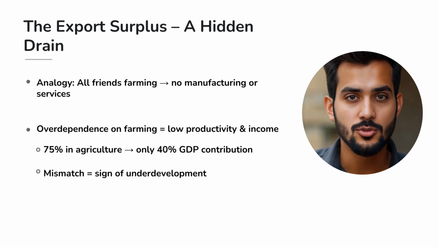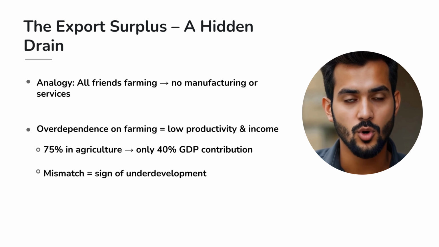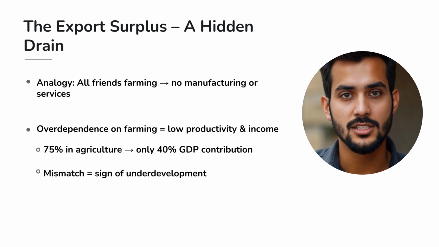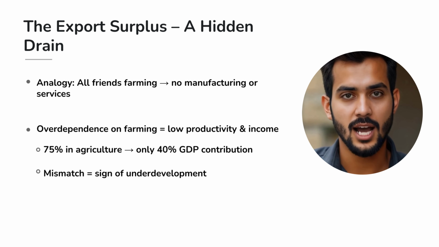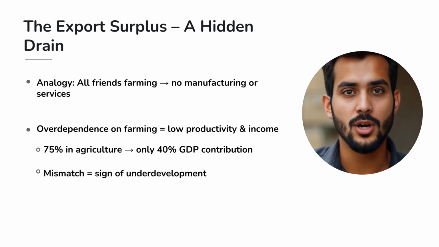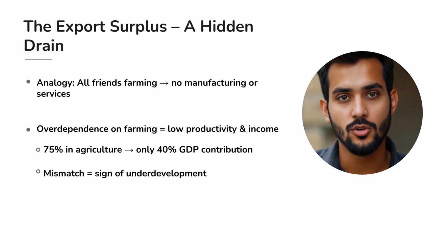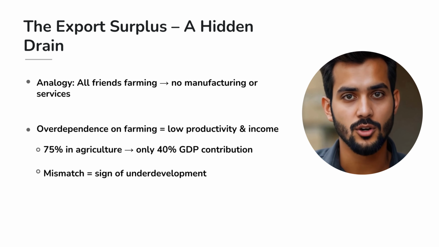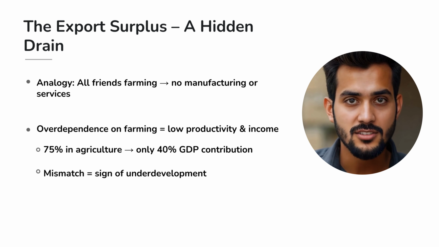Let's understand this with a simple analogy. Imagine 3 friends: one works on a farm, one builds machines, one teaches in a school. Now imagine if all 3 worked only on the farm, what would happen to manufacturing and services? This was India's situation. Even though population was large, most of the workforce remained trapped in agriculture. Result? Low productivity, low income, and no growth in other sectors.